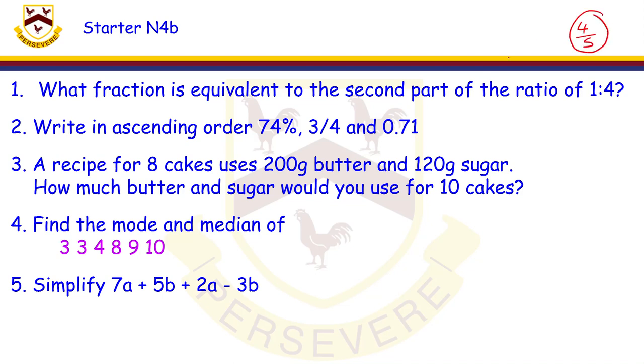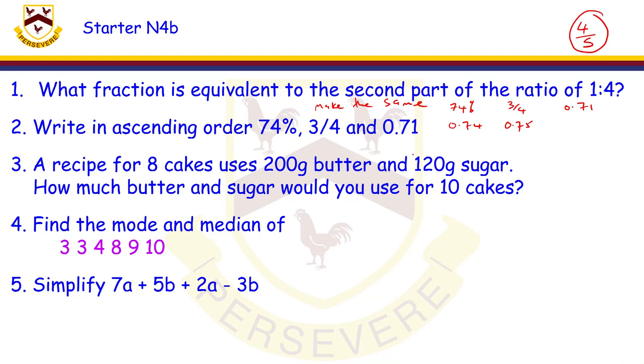That's your solution. Writing ascending order. So what do we have to do first? Make them the same. Okay, you can't compare percentages, fractions and decimals unless you have the same. So in this case we're going to make them all decimals. 74% as a decimal should have 0.74. 3/4 as a decimal, 75% or 0.75, and we've got 0.71.